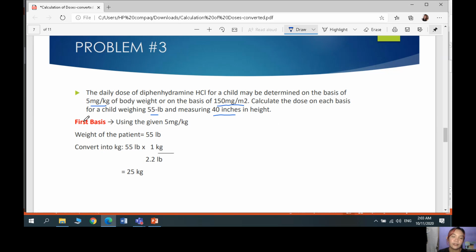Okay, again, we are using first and second basis. The first basis uses the given 5 mg per kg. The weight of the patient is the given one, which is 55 pounds. And since the dose here is in kilograms, we need to convert the 55 pounds into kilograms. So here, 55 pounds times 1 kilogram over 2.2 pounds is equal to 25 kilograms.